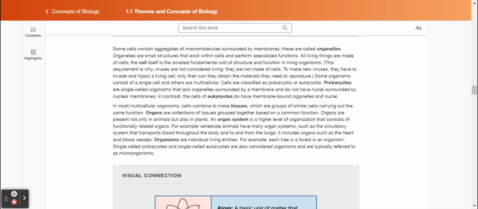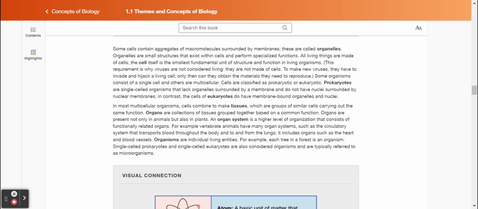All living things are made of cells. The cell itself is the smallest fundamental unit of structure and function in living organisms. This requirement is why viruses are not considered living. They are not made of cells. To make new viruses, they have to invade and hijack a living cell. Only then can they obtain the materials they need to reproduce.